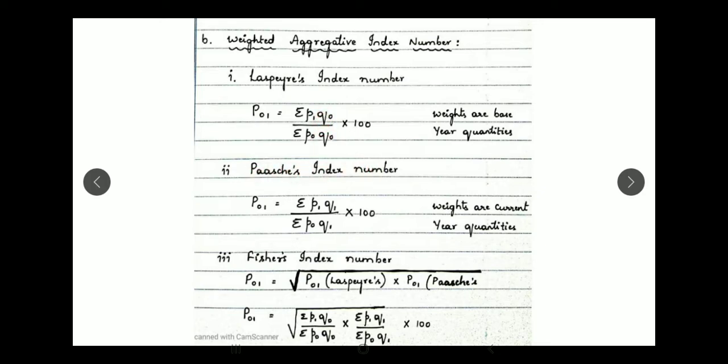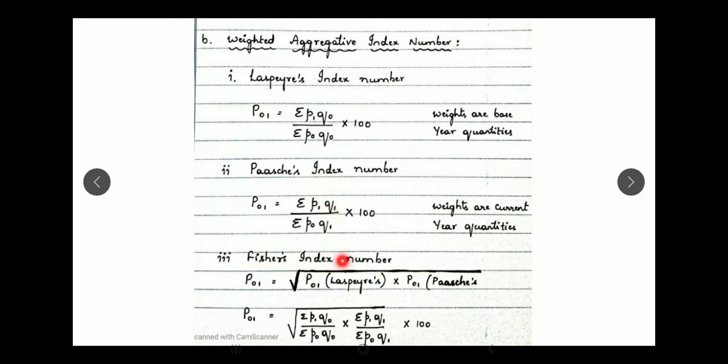Whereas in Paasche's index number, the same P1 divided by P0 is standard. Here also you can see summation of P1 divided by P0. But here the quantity in the current year is used for assigning the weights. Quantities in the current year are used as weights in the case of Paasche's index number. So for Laspeyres index number it is base year quantities, and for Paasche's index number it is current year quantity.